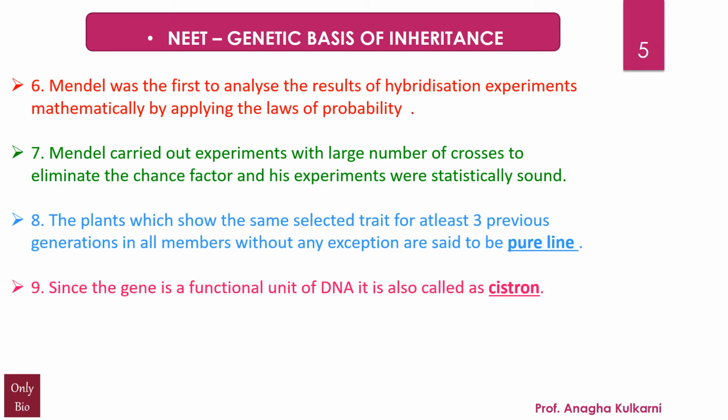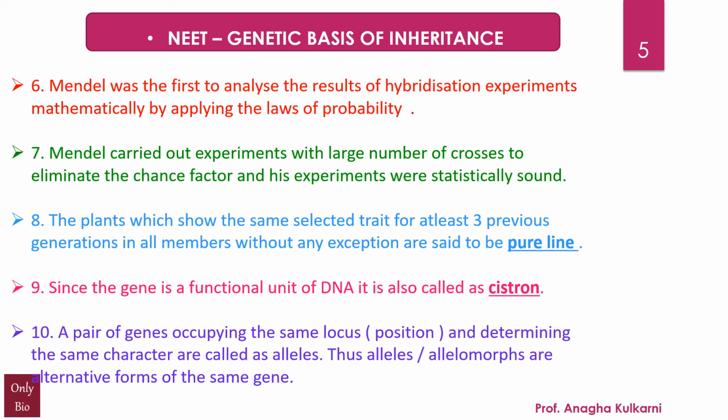Since the gene is a functional unit of DNA, it is also called as cistron. A pair of genes occupying the same locus, that is position, and determining the same character are called as alleles. Thus, alleles or allelomorphs are alternative forms of the same gene.